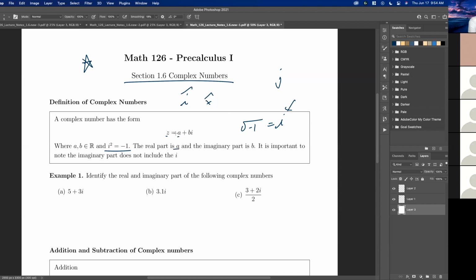Real quick, a is the real part. So the real part is a. The imaginary part is just b, not bi. And let me be very clear about this. If I'm going to identify the real and imaginary parts of each number, the real part of this number is 5. The imaginary part is 3. Not 3i. It's just 3. So the imaginary part does not include the imaginary unit.